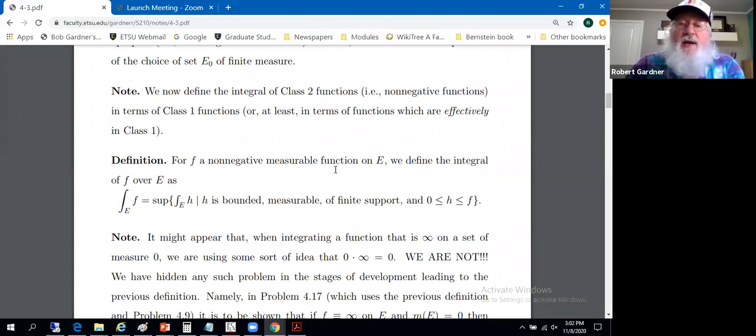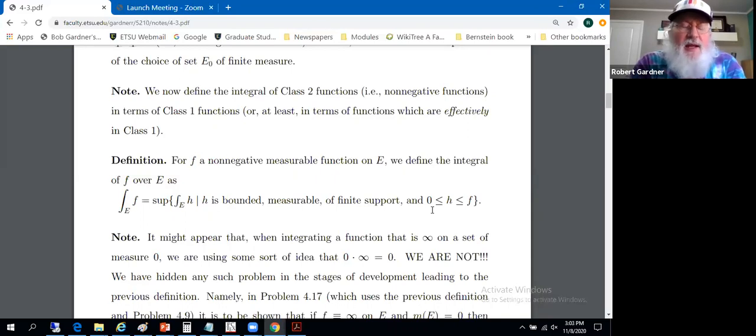So for f, a non-negative measurable function on E, define the integral of f over E as the supremum of the integral over E of h such that h is bounded, measurable, of finite support, and h is less than or equal to f. And keep it non-negative. Everything in this section is non-negative. It's a definition, so you can't argue with it.